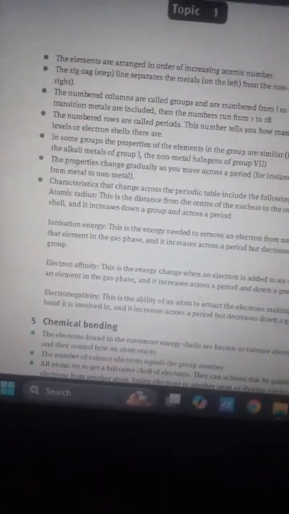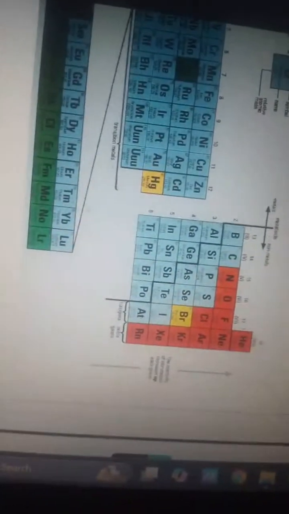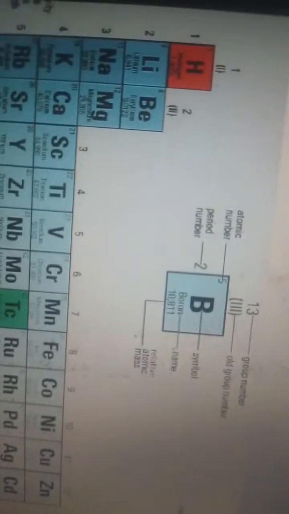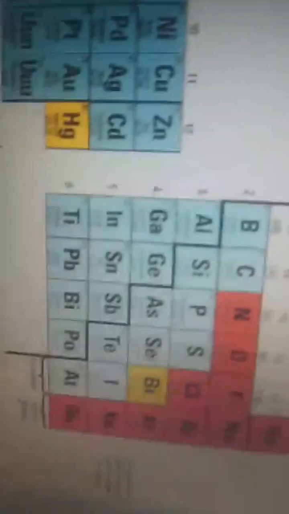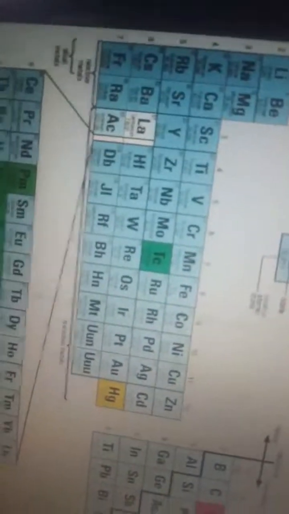So the elements of the periodic table are arranged in order of increasing atomic number. We can go back to this. Hydrogen will have the lowest atomic number, right? And then followed by helium, and so forth. And then the third one will be lithium, and so on until you get to the last one. So that's how they are arranged.